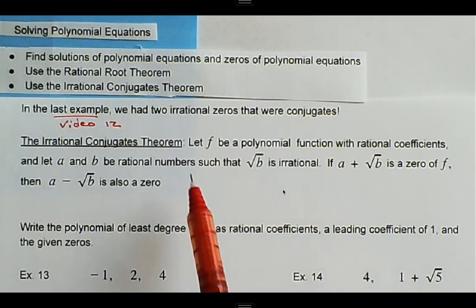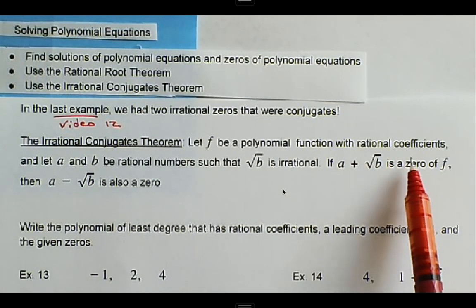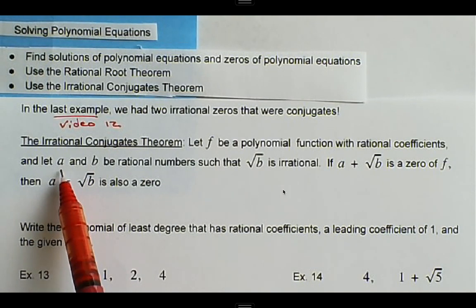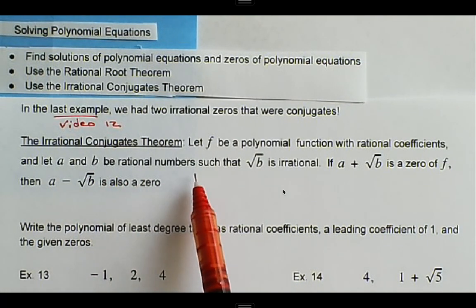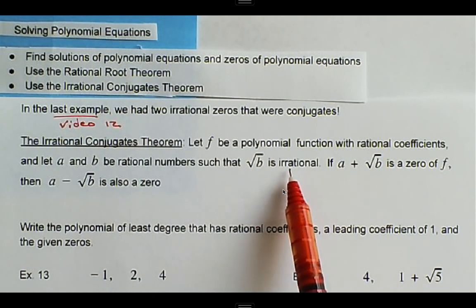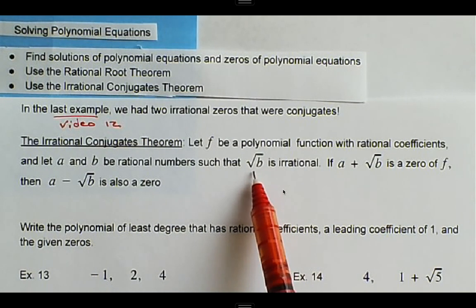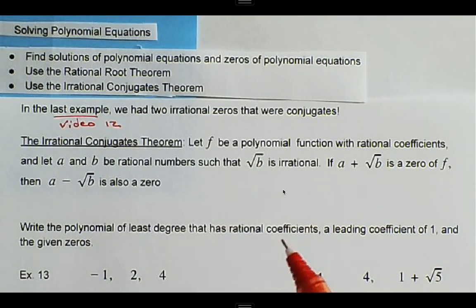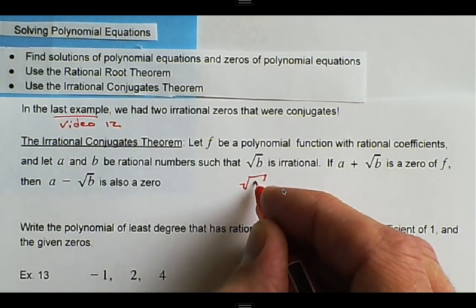It says, let f be a polynomial function with rational coefficients, and let a and b be rational numbers such that the square root of b is irrational. So that's not a perfect square, so we can't substitute in the square root of 9, which is 3. That's not going to solve for this. We need this to be something like the square root of 8.